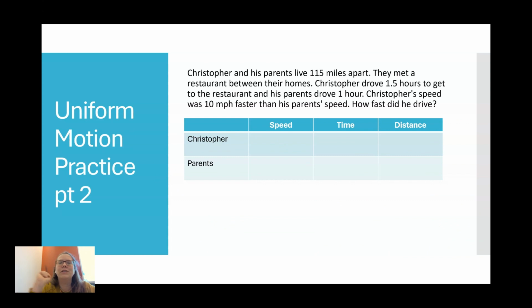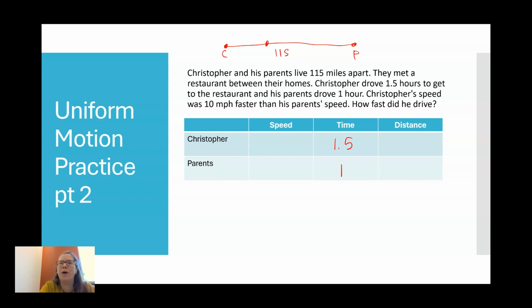All right, Christopher and his parents live 115 miles apart. I'm going to start with a picture. We've got Christopher, we've got his parents. They're 115 miles apart. They meet at a restaurant in between their homes, so somewhere in here, who knows. Christopher drove 1.5 hours to get to the restaurant, and his parents drove 1 hour. Christopher's speed was 10 miles an hour faster than his parents' speed. How fast did he drive?